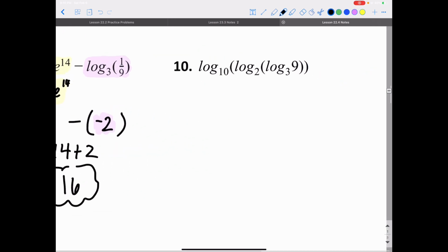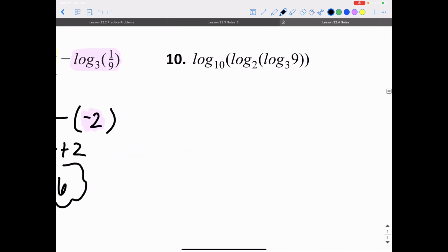For number 10, I have log base 10 of log base 2 of log base 3 of 9. I'm going to start with the inside and work my way out.